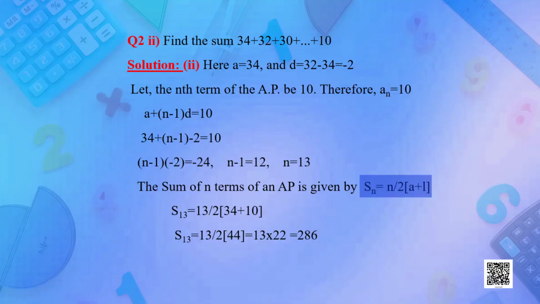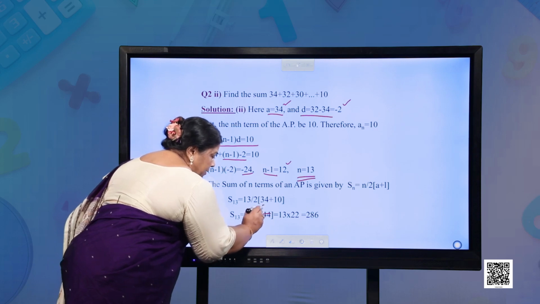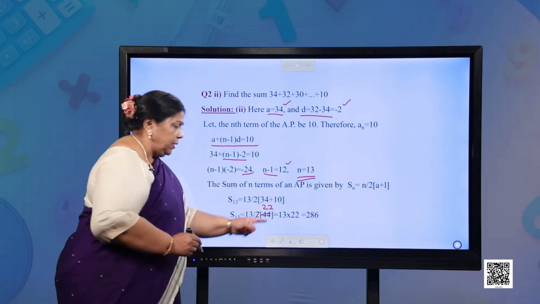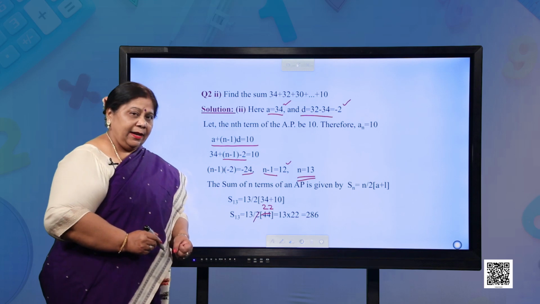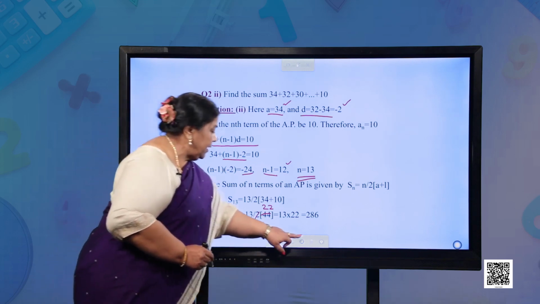Sn is equal to n upon 2 into a plus L. Let us substitute the values. 13 upon 2 into 34 plus 10, that is equal to 13 upon 2 into 44. Here you see, if I cancel this, I will get 13 into 22, that is equal to 286. Isn't it simple? Yes. Okay, let us do the next one.